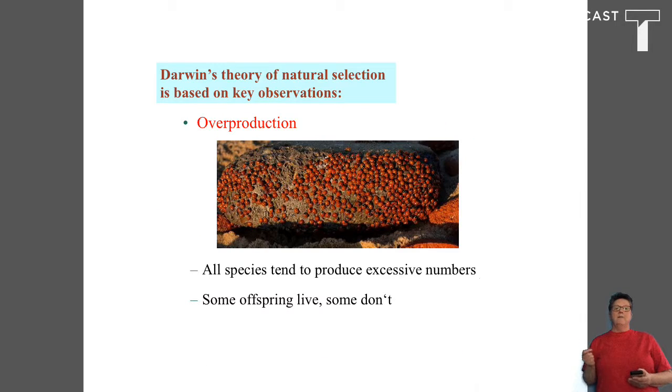One of the important observations is that all species tend to over-reproduce. That is, they have many more offspring, a lot more babies than can ever survive. And so all species tend to produce these excessive numbers. Because not all of them are going to survive, the question becomes, who lives and who doesn't?